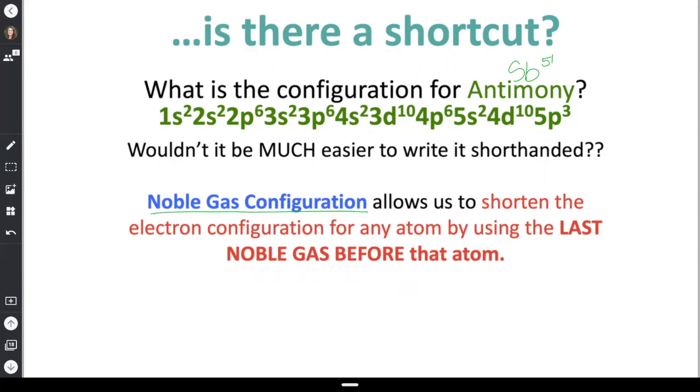It allows us to shorten the electron configuration for any atom by using the last noble gas that you passed. And yes, you must use the noble gas to abbreviate. You cannot use any other element to abbreviate. It must be the last noble gas. And we'll take a look at why here in a second.